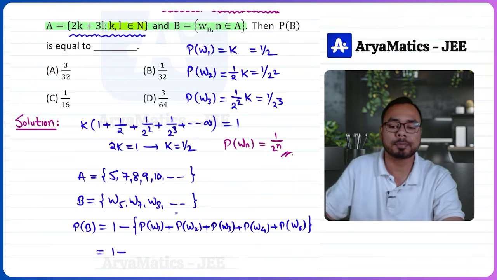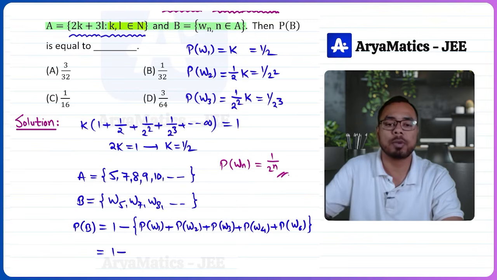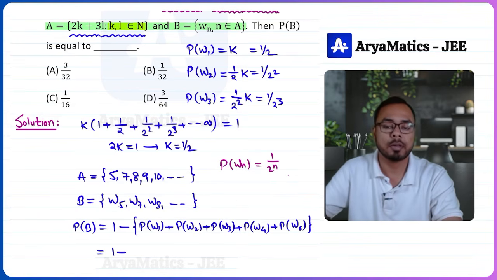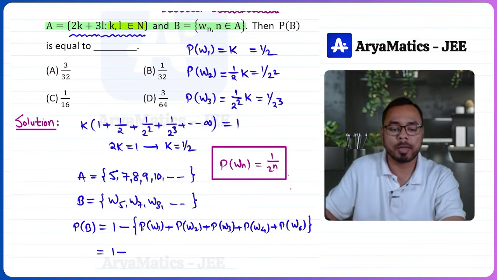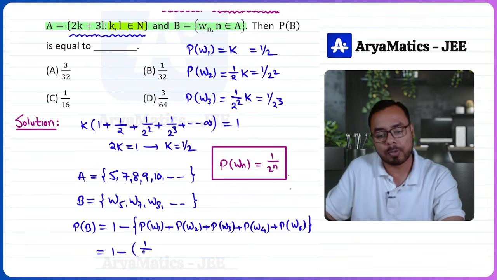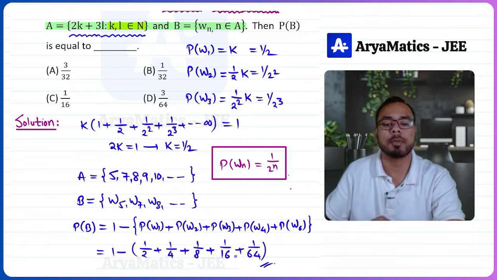Now for omega n, we have this formula that the probability of omega n is 1 by 2 raised to n, right? This we have established earlier. So now for omega 1, the probability will be 1 by 2. For omega 2, it will be 1 by 4. For omega 3, it is 1 by 8. Omega 4, 1 by 16. And omega 6, that will be 1 by 64. So this will be the required probability.